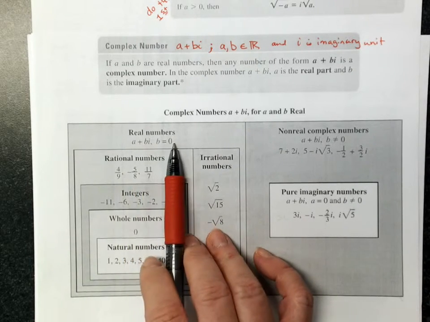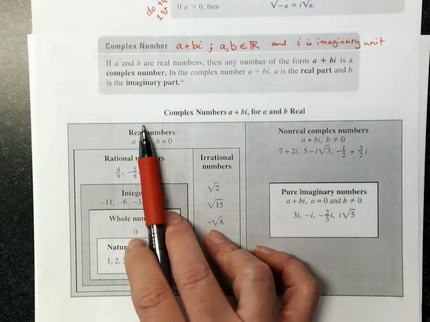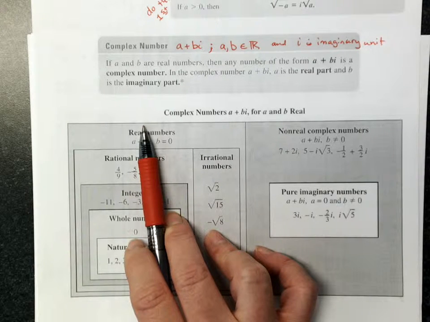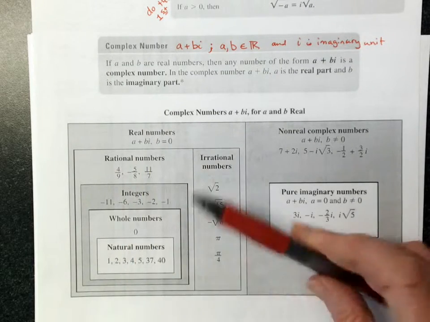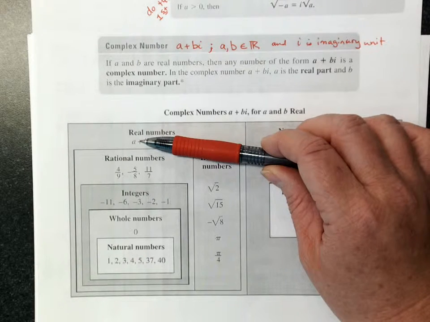This is a formal way to write what a real number is, which is the complex number form a plus bi, but b is 0, which means you have no imaginary unit. You just have a real number. This is the formal way to write the numbers that we've already been working with, which we normally just write as a, not with the bi, because bi equals 0 in this case.